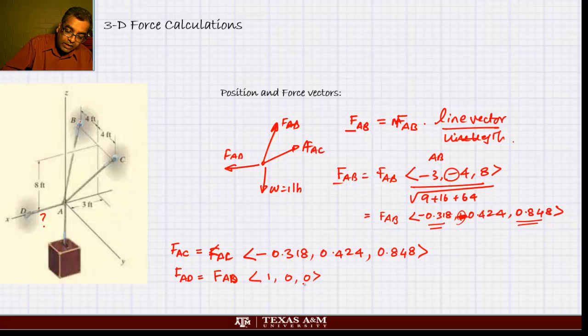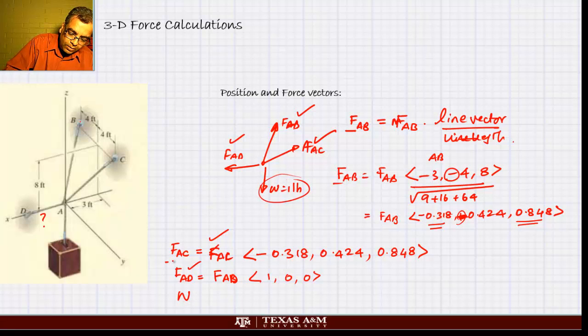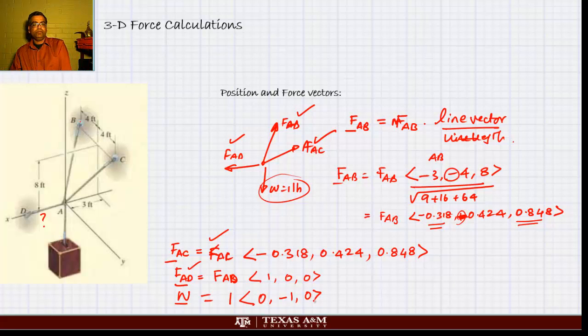And then the last force, so we did this. Usually as soon as I write down one of the force vectors, I put a tick so that I make sure that I have calculated all of them. So here's a tick, here's a tick, here's a tick, here's a tick. Oh, I have not done that yet. W, the crate load is 1 pound in the direction 0, -1, 0. Can you see that? So that's it.